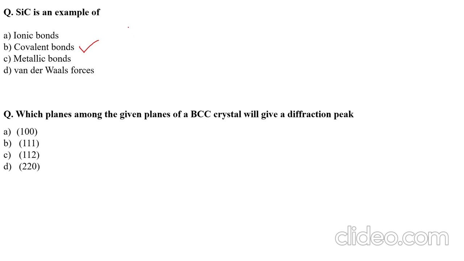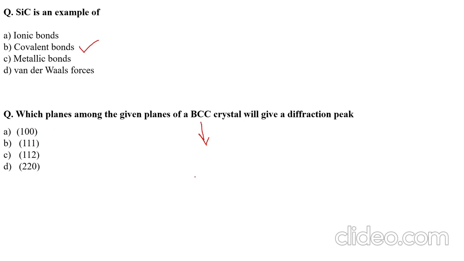Okay. Now we have another question that says which plane among the given planes of a BCC crystal will give a diffraction peak. So you understand that based on what kind of crystal structure you have, different planes or indices will be visible in your XRD. According to Bragg's law, only the planes that satisfy Bragg's law will be seen in an X-ray diffraction pattern. So for a BCC crystal, what are the reflections that are allowed according to Bragg's law, so that we can have a diffraction peak?